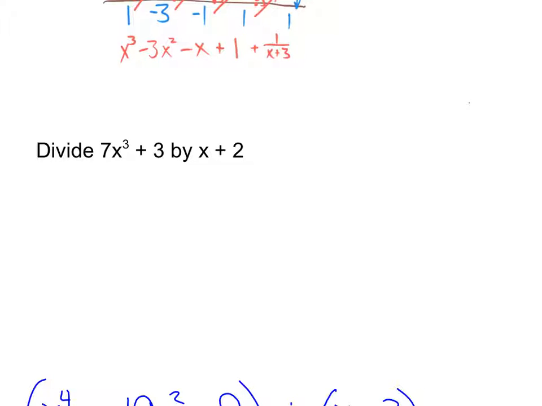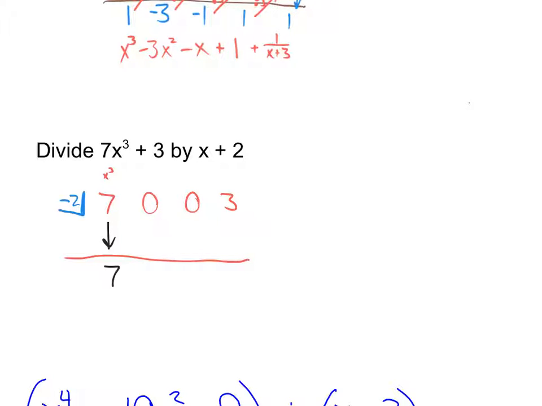So here, first of all, what's k? -2. Good. Because it's x minus k, it's going to be the opposite of what you see there. You see a +2, it's -2. So now we list the coefficients. We have a 7 in our x cubed, and then the coefficient of x squared is? 0. X? 0. The constant? 3. Okay?